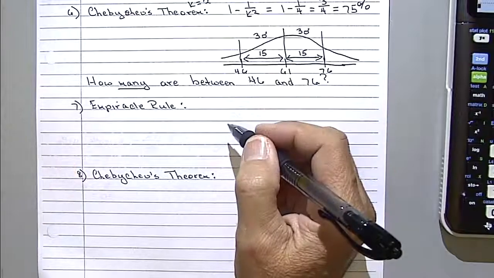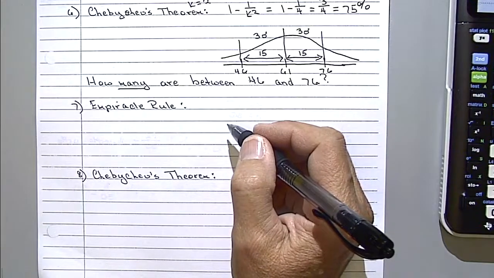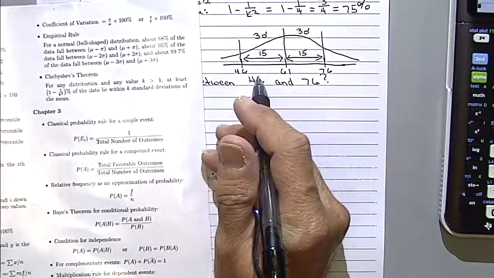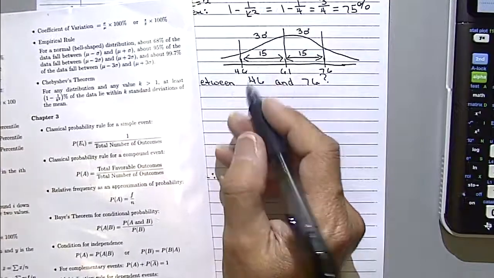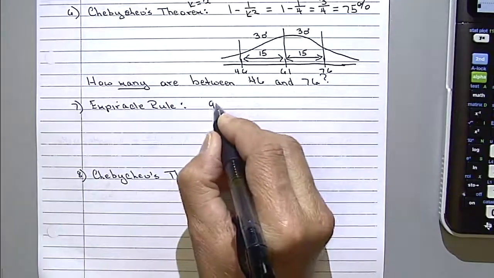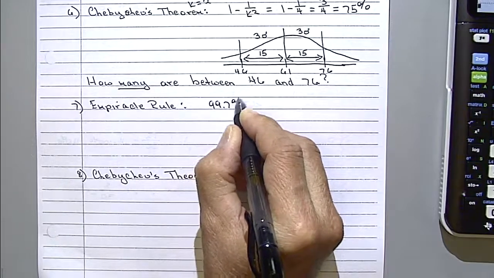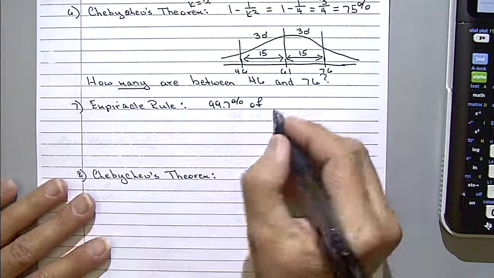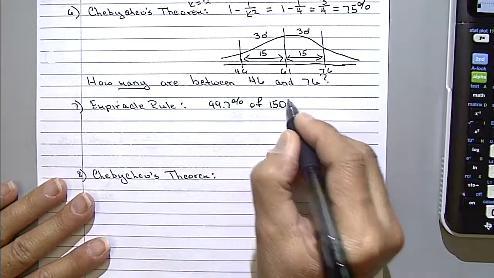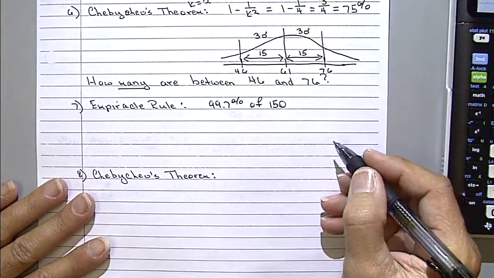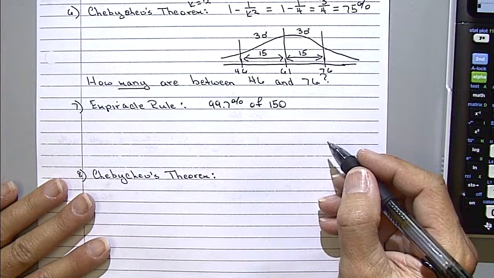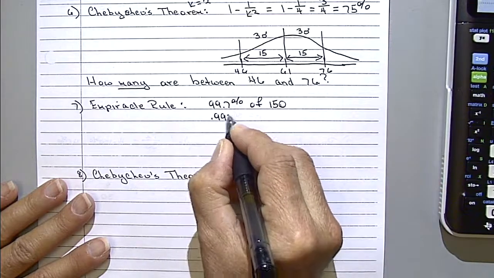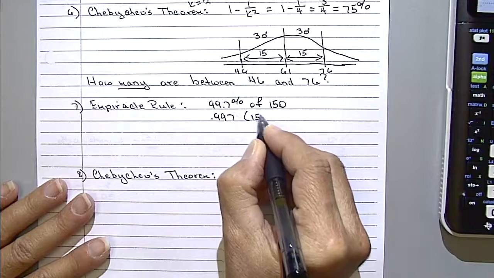What does the empirical rule tell me? What percent? Because that's all it tells me. The empirical rule tells me what percentage falls within 3 standard deviations. So I got 99.7% of what? Of the sample size. That's how many of that sample fell in that area. So I'm going to say 0.997 times 150.